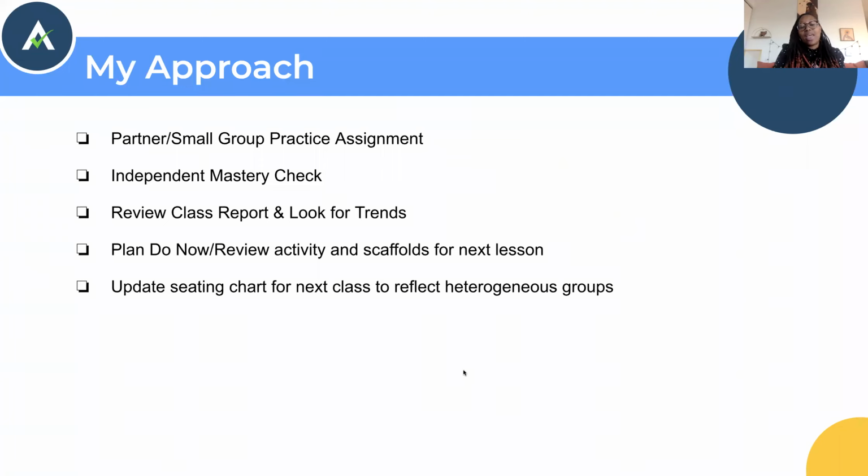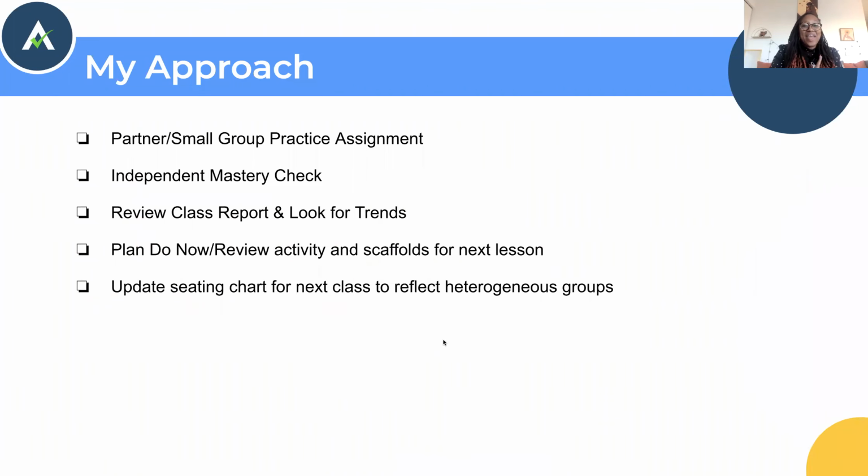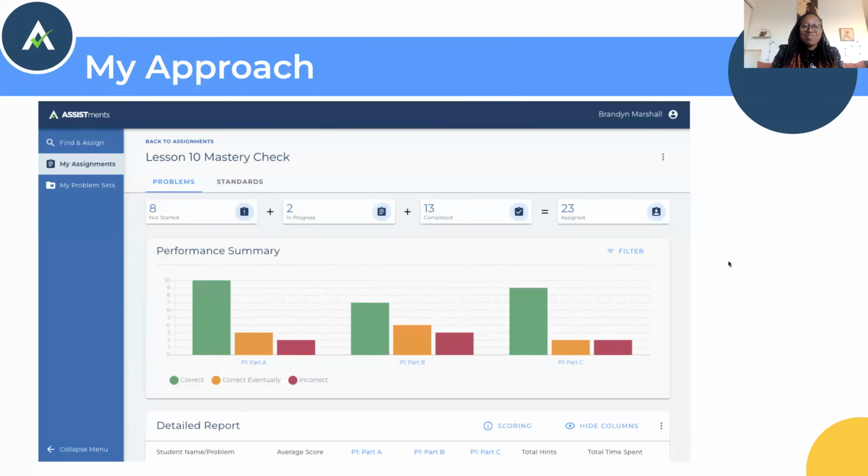I use it to plan my do nows and my review activities, and I use it to update my seating charts to reflect heterogeneous groups. So I like to mix up the skill sets based on who did well at what piece, and change my seating based on that ASSISTments report so that there's somebody to support them for every part of the problem. And that's how they work, either solo dolo or as a team.